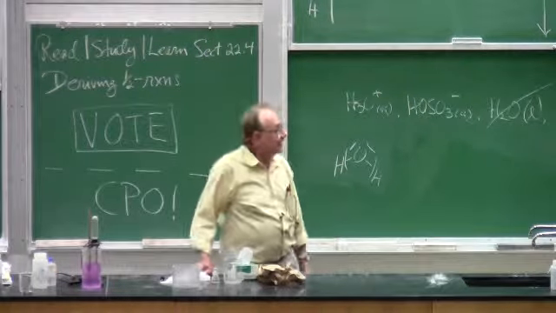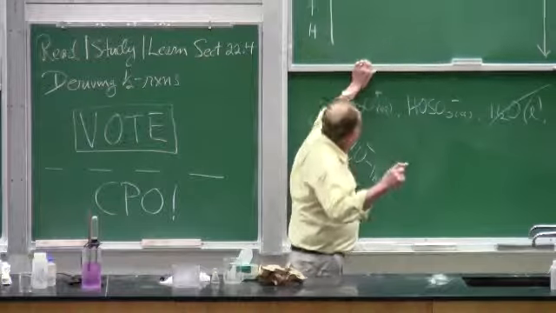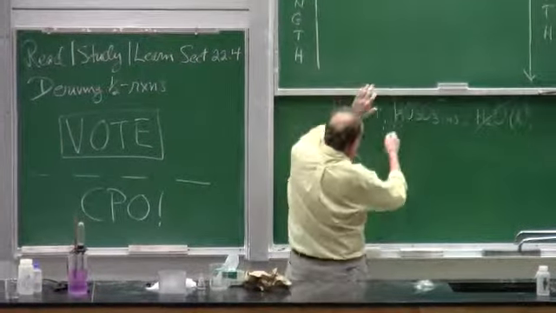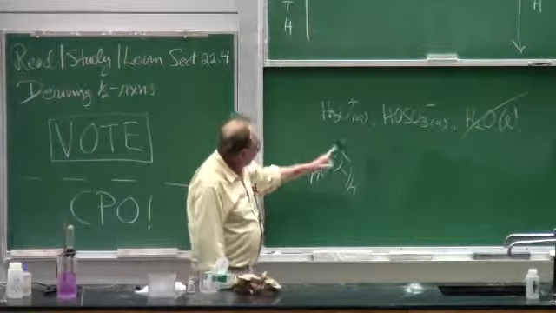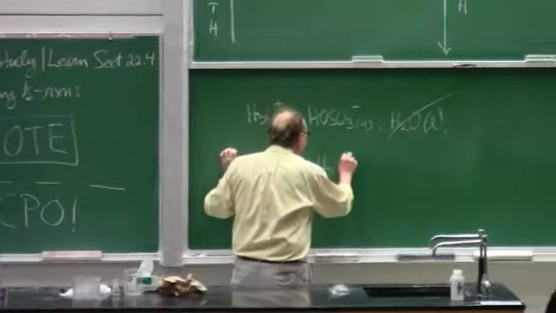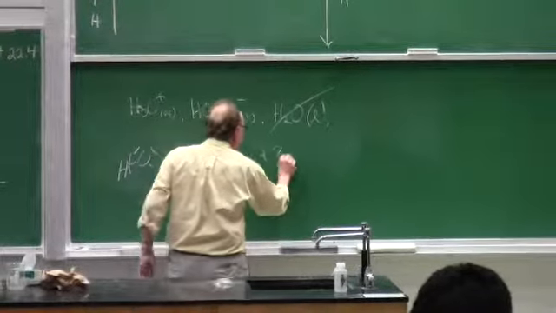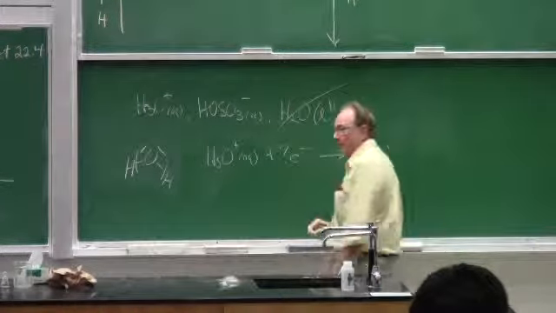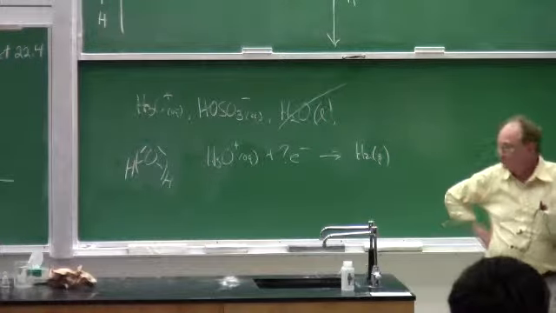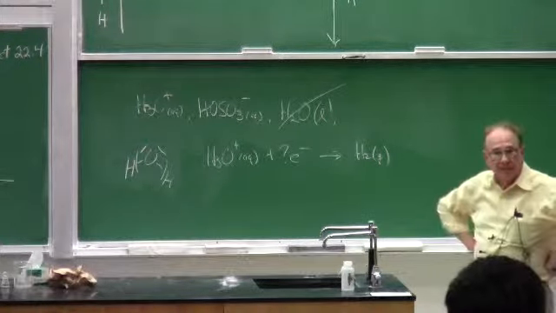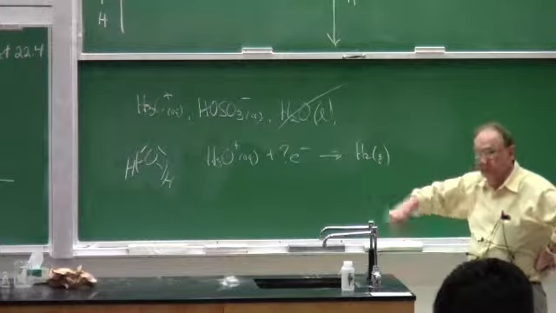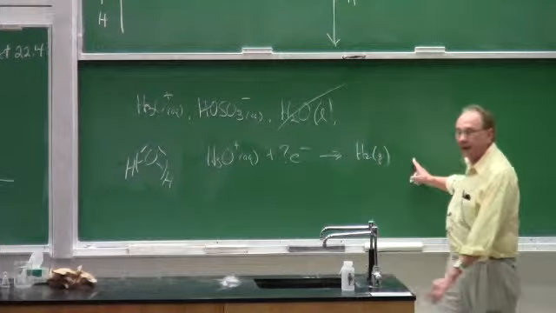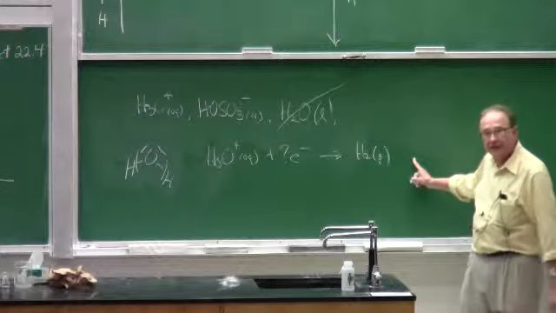So we'll stop at this point. Wait, let me add one more. Let's develop one more half reaction, then we'll stop. Here's what we've got so far. Hydronium ion collects the electrons, in this case in the redox reaction with zinc, and one of the reduction products is hydrogen. Clearly, we've got to have another product over here, because as yet we don't have anything which contains oxygen.